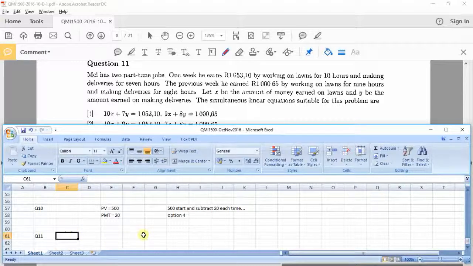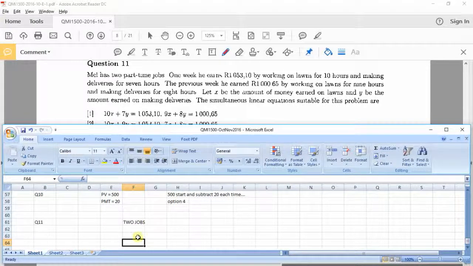Alright, so Mel has 2 part-time jobs. One week she earns that by working on lawns for 10 hours and making deliveries for 7 hours. So we need to write this down. 2 jobs. 1 week, so week 1. Week 1 she earns 153,10 for 10 hours. And that was for the lawns. Then deliveries.